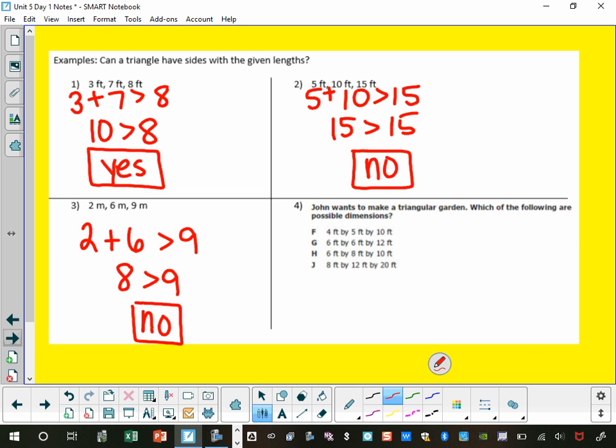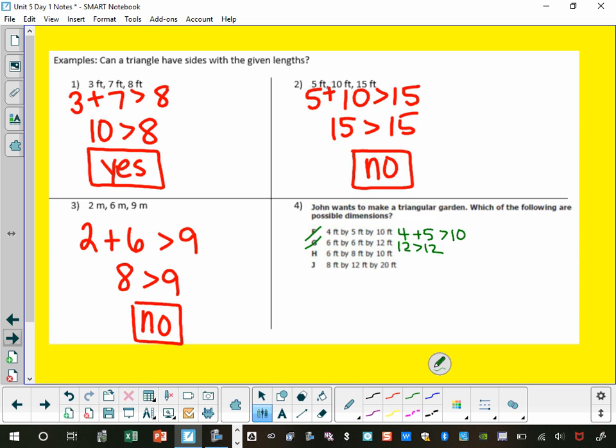Number 4, you guys can work out on the side. They want us to choose which one could possibly be dimensions of a triangular garden. Off to the side, I have 4 plus 5 is greater than 10. Well, what's 4 plus 5? Is 9 greater than 10? No. Cross out F. What about G? 6 plus 6 is what? 12. Is 12 greater than 12? Nope.